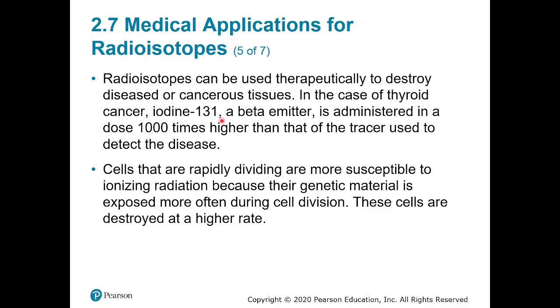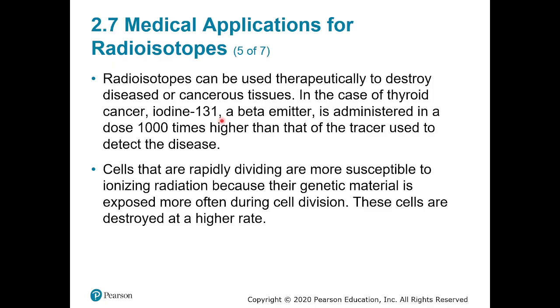Iodine 131, this is a beta emitter. What you do is you administer it in a dose that's going to be 1,000 times higher than the tracer dose you'd use to detect the disease. The thyroid cancer is going to greatly uptake this, far more than a normal thyroid would. And so that radioactive material in that thyroid cancer is going to cause it to die, and then it's going to release it, and your body will remove it.